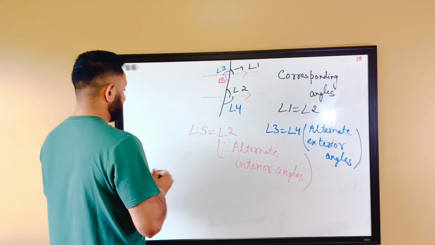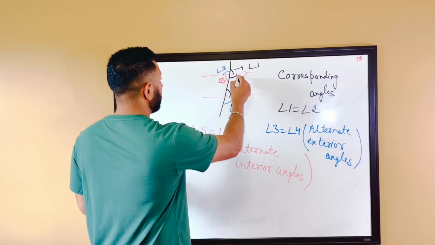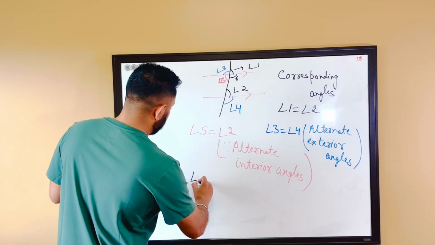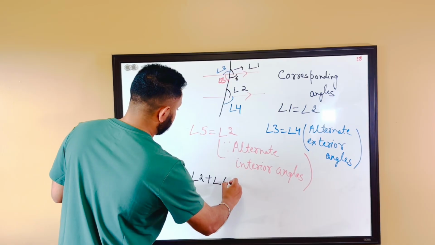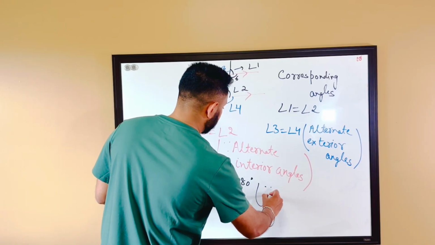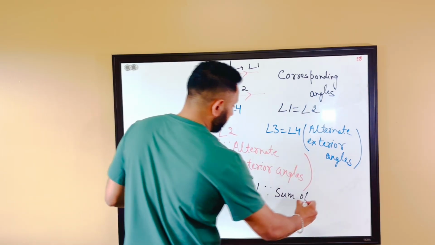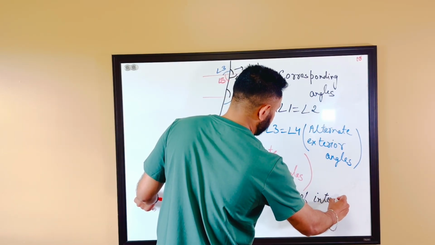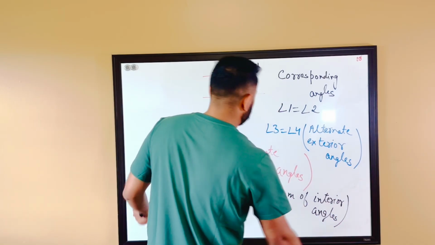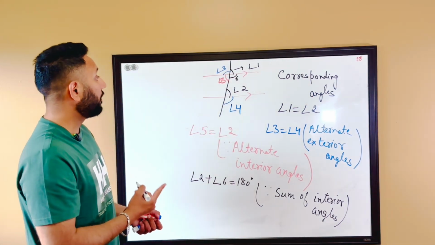And also call this angle as angle 6. So angle 2 plus angle 6 is 180 degrees, by property, sum of interior angles. So these are the things that we need to keep in mind before solving any problem.